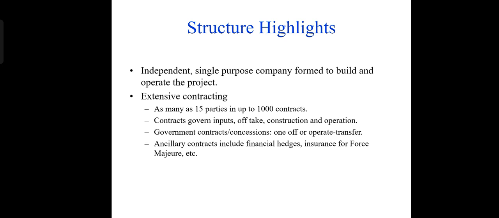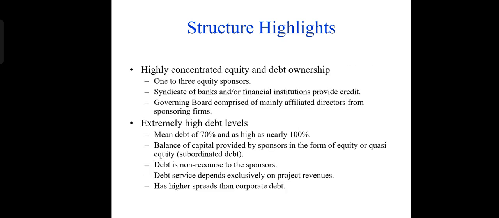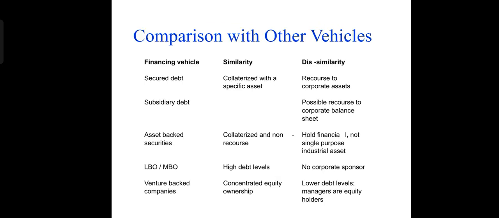Structure highlights: an independent single purpose company formed to build and operate the project, and extensive contracting, with as many as 15 parties in up to 1000 contracts. Contracts govern inputs of tech, construction and operation. Government contracts, concessions, build-operate-transfer. Ancillary contracts include financial hedges, insurance for force majeure, etc. Structure highlights also include highly concentrated equity and debt ownership, and extremely high debt levels.